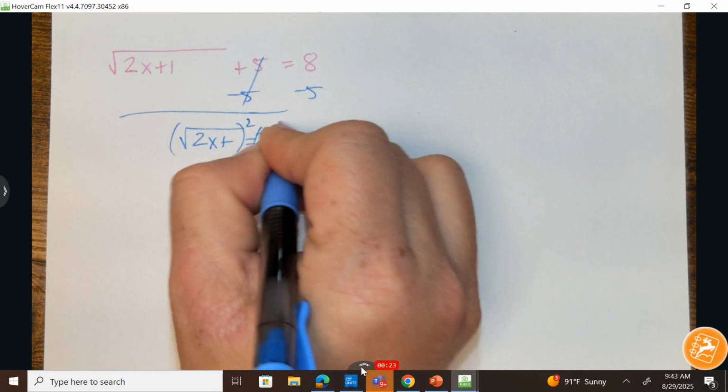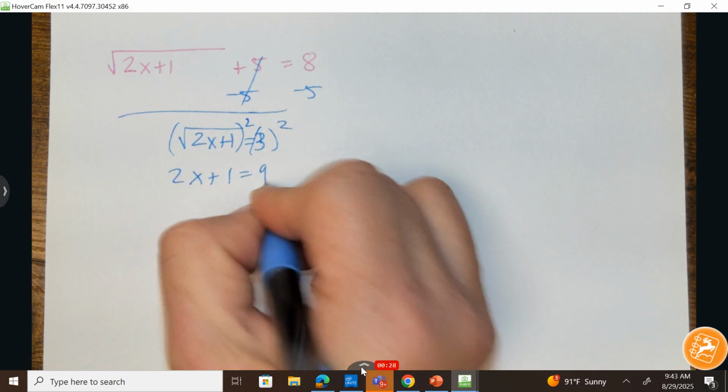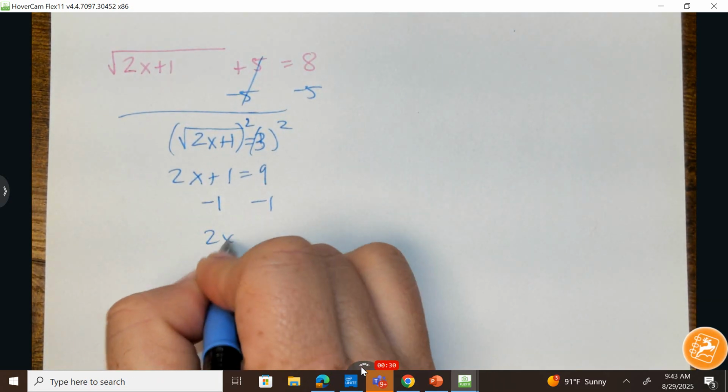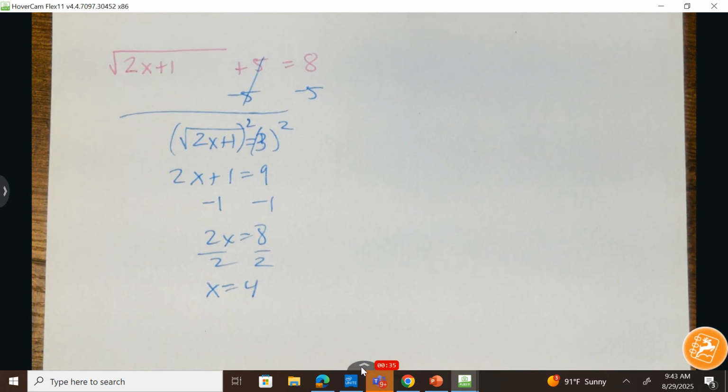Then I'm going to square both the left and the right, leaving me 2x plus 1 on the left, and 3 squared is 9 on the right. I'm going to subtract 1 from both sides, and I'm going to divide by 2. I feel confident the answer is 4, but I need to go back and check.